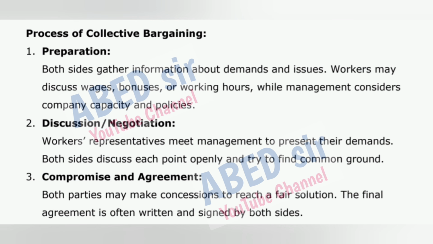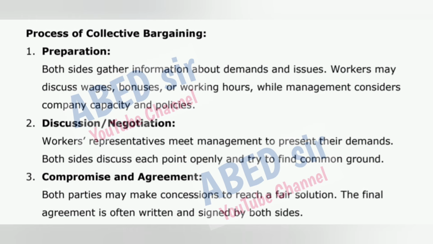Process of collective bargaining. 1. Preparation. Both sides gather information about demands and issues. Workers may discuss wages, bonuses, or working hours, while management considers company capacity and policies. 2. Discussion negotiation. Workers' representatives meet management to present their demands. Both sides discuss each point openly and try to find common ground.